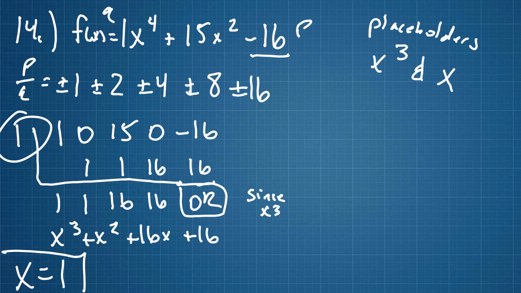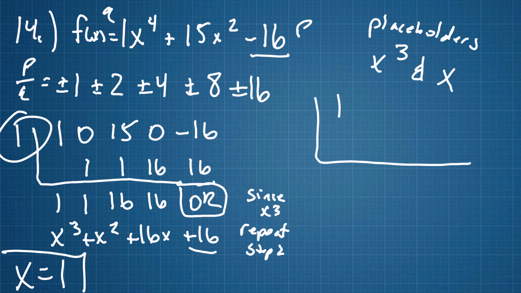Since it's x cubed, I'm going to repeat step 2. And my p's and q's didn't change. I don't need a new p and q. Sometimes they change, especially if you have a number different than 1. Usually that's when they change. So I make a new box. Inside that box I have 1, 1, 16, 16.